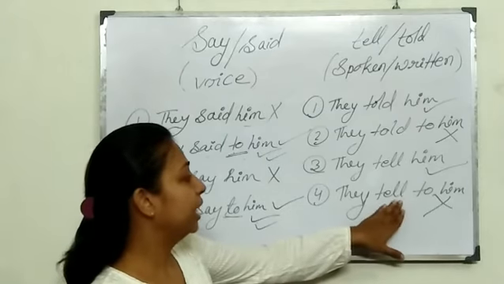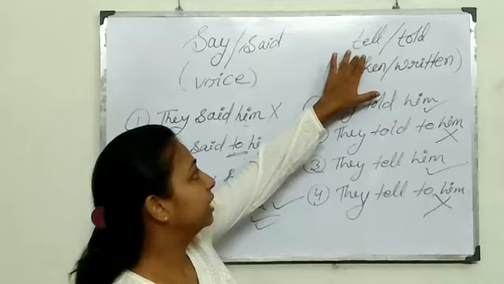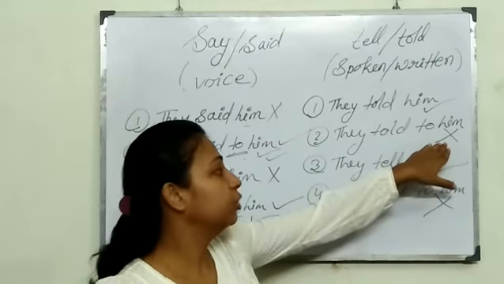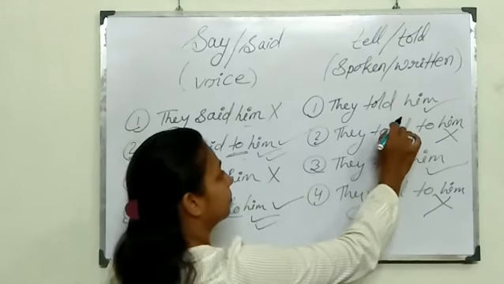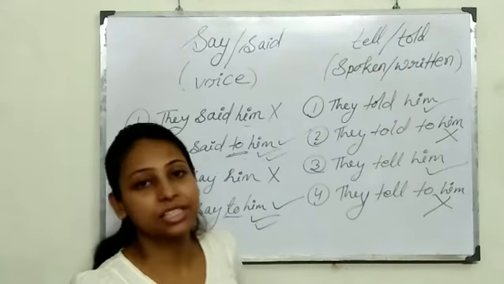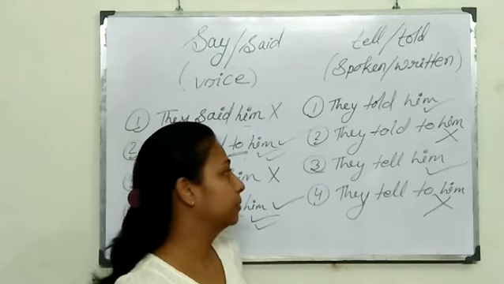Why are tell to him and told to him wrong? That's because the tell or told verb does not need to in order to add an object. So they told him and they tell him are correct. टू ऐड करने की जरूरत नहीं टेल और टोल्ड वर्ब के साथ ऑब्जेक्ट को ऐड करने के लिए.